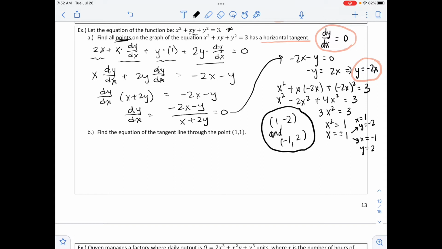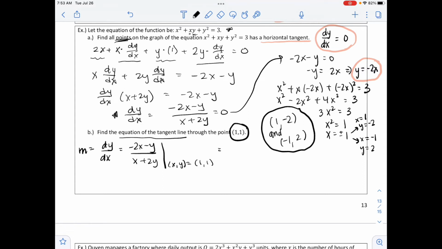So part B says find the equation of the tangent line through the point 1, 1. So this time we want the equation of the tangent line. So in order to do that, I need to first find my slope at that point, and the slope is equal to that derivative at the given point. And so our derivative from up above is negative 2x minus y over x plus 2y. And we're going to evaluate this at this point that we were given, which is going to be at 1 comma 1. So I'll put down x comma y is equal to 1 comma 1.